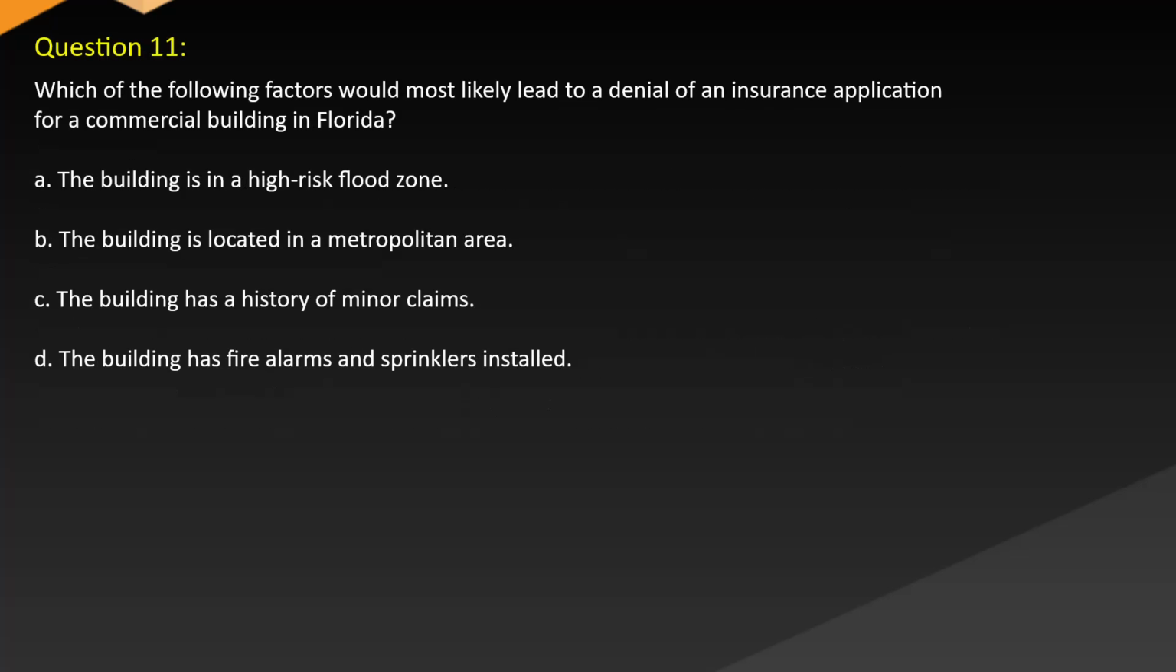Question 11. Which of the following factors would most likely lead to a denial of an insurance application for a commercial building in Florida? A. The building is in a high-risk flood zone. B. The building is located in a metropolitan area. C. The building has a history of minor claims. D. The building has fire alarms and sprinklers installed.